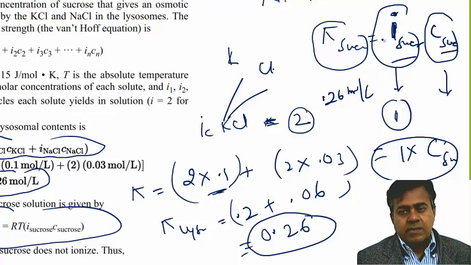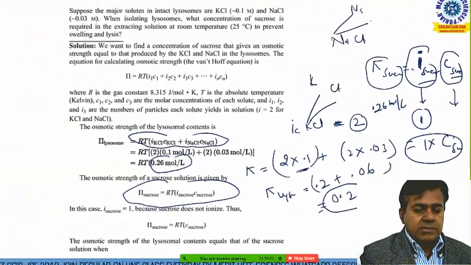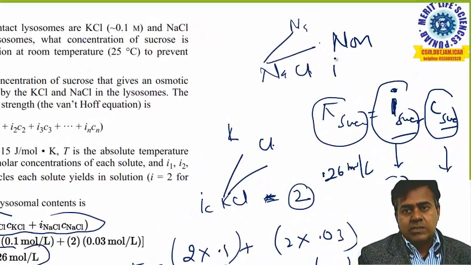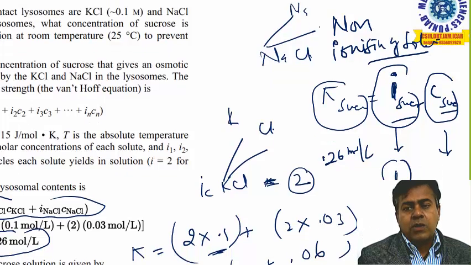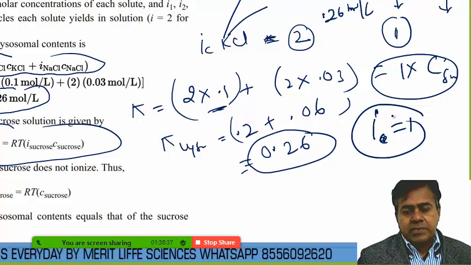Is sucrose an ionized or non-ionized solute? Tell me. Sucrose is not going to be ionized. So this is a non-ionizing solute. Right? So a non-ionizing solute always has I equal to 1. This may be starch, this may be sucrose, this may be glucose, right?